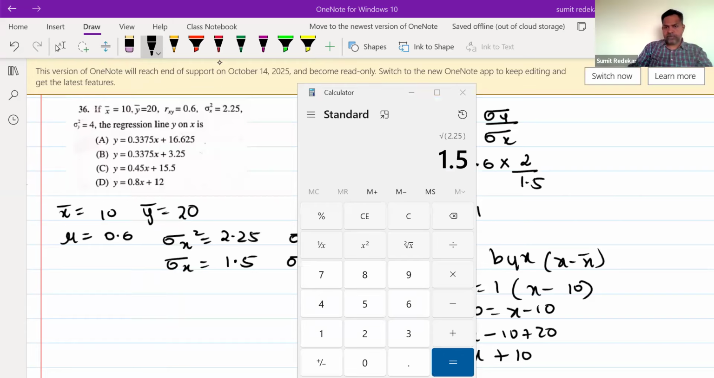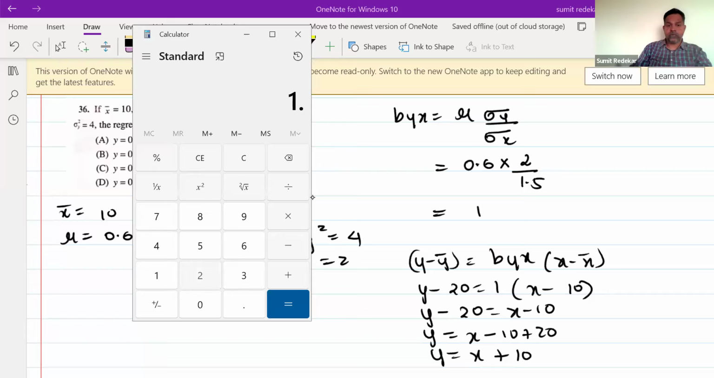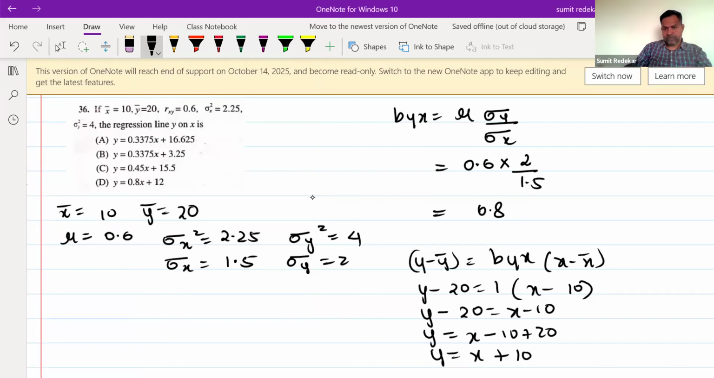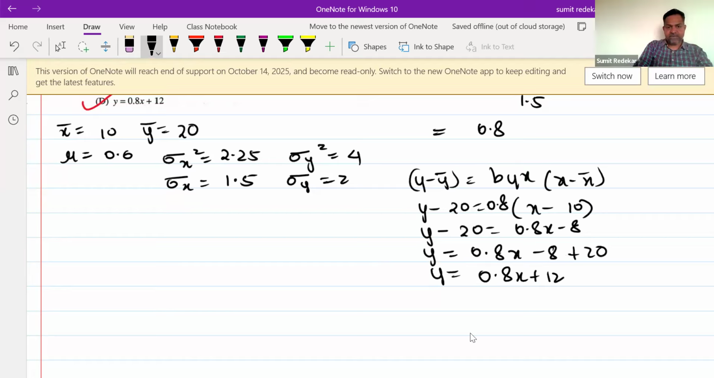Sorry. 0.6 into standard deviation of y, which is 2 upon standard deviation of x, which is 1.2... Something went wrong in my calculation, it comes to 0.8, sorry. So byx is 0.8, and you can directly say the answer is D, because that option is there. Sorry, something went wrong in my calculation. This is going to be 0.8 x minus 8. Take the 20 to the other side, and it becomes positive 12. So the answer is 0.8x plus minus 8 plus 20, so that's 0.8x plus 12. So the answer to that is D. Sorry about that.